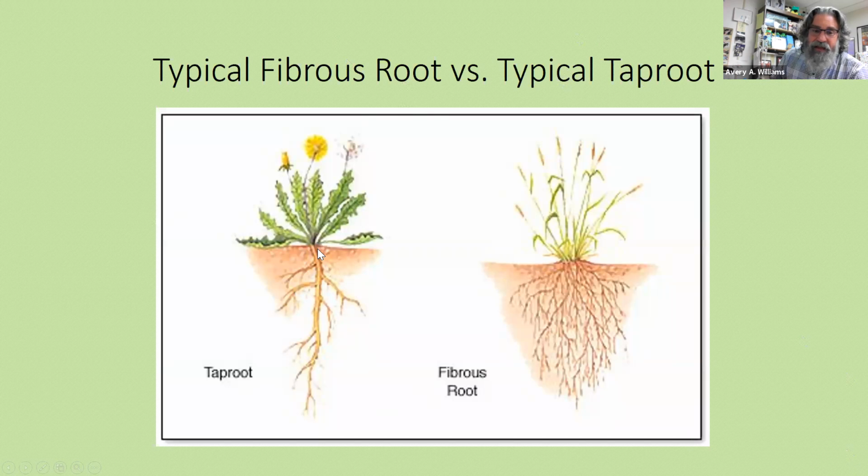And the taproot, you have a primary root that extends. It's kind of like a downward extension of the stem. And then you've got secondary branches coming off of that.